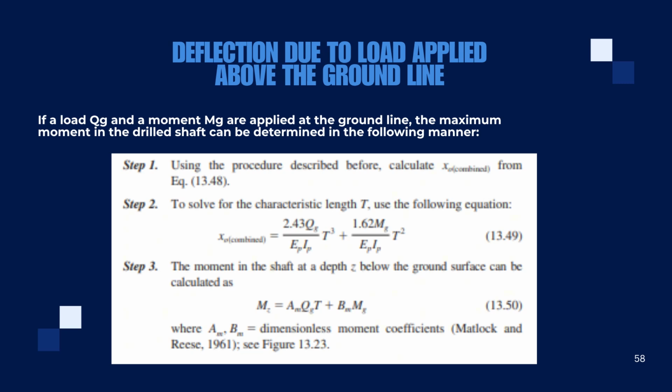Step 3. Compute bending moment at depth. MZ is equal to AM times QG times T plus BM times MG. AM and BM are dimensionless moment coefficients.